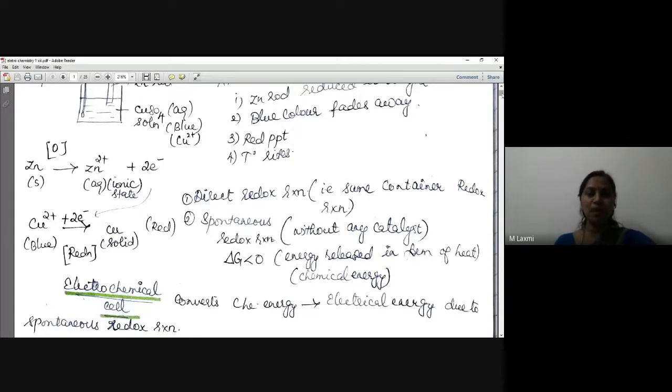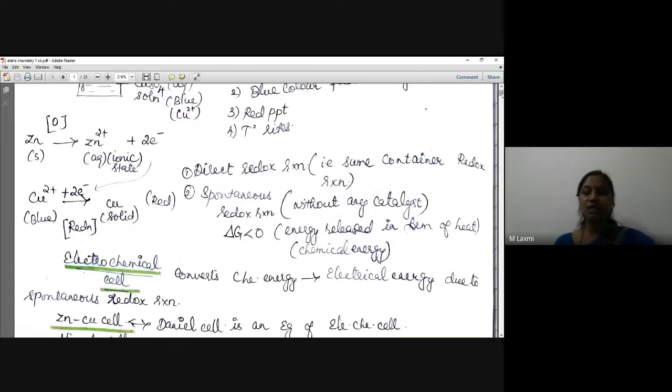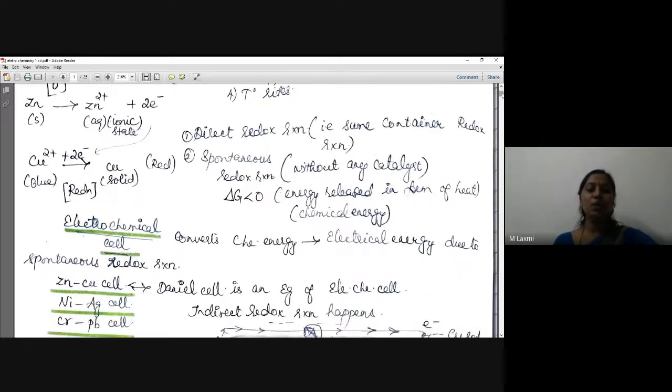We call it spontaneous redox because the reaction does not need any aid, it does not need any catalyst or optimal condition, the reaction proceeds on its own. So that's why it is called spontaneous redox. If it is happening in one container, then you call it a direct spontaneous redox reaction. If it is happening in two different containers, then you call it a spontaneous indirect redox reaction.